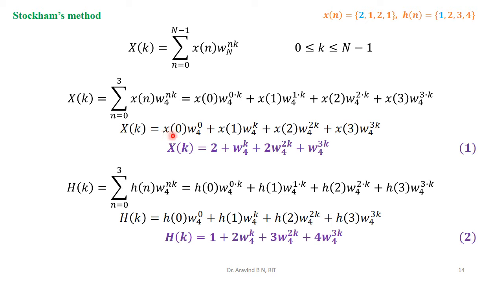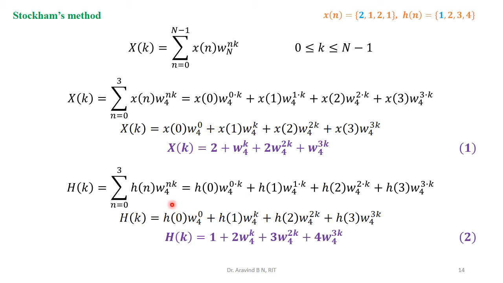I know the values of x of 0, x of 1, x of 2 and x of 3. That is the given data, so I'm going to make the substitution. First is 2 into omega 4 power 0. Omega 4 power 0 is equal to 1, therefore the multiplication by 1 is not shown, and it is simply 2. Then x of 1 is 1, so 1 into omega 4 power k is simply written as omega 4 power k. Then x of 2 is 2, so 2 omega 4 power 2k. X of 3 is again 1, so the 1 is not written, and omega 4 power 3k is directly written. Consider this as equation 1.